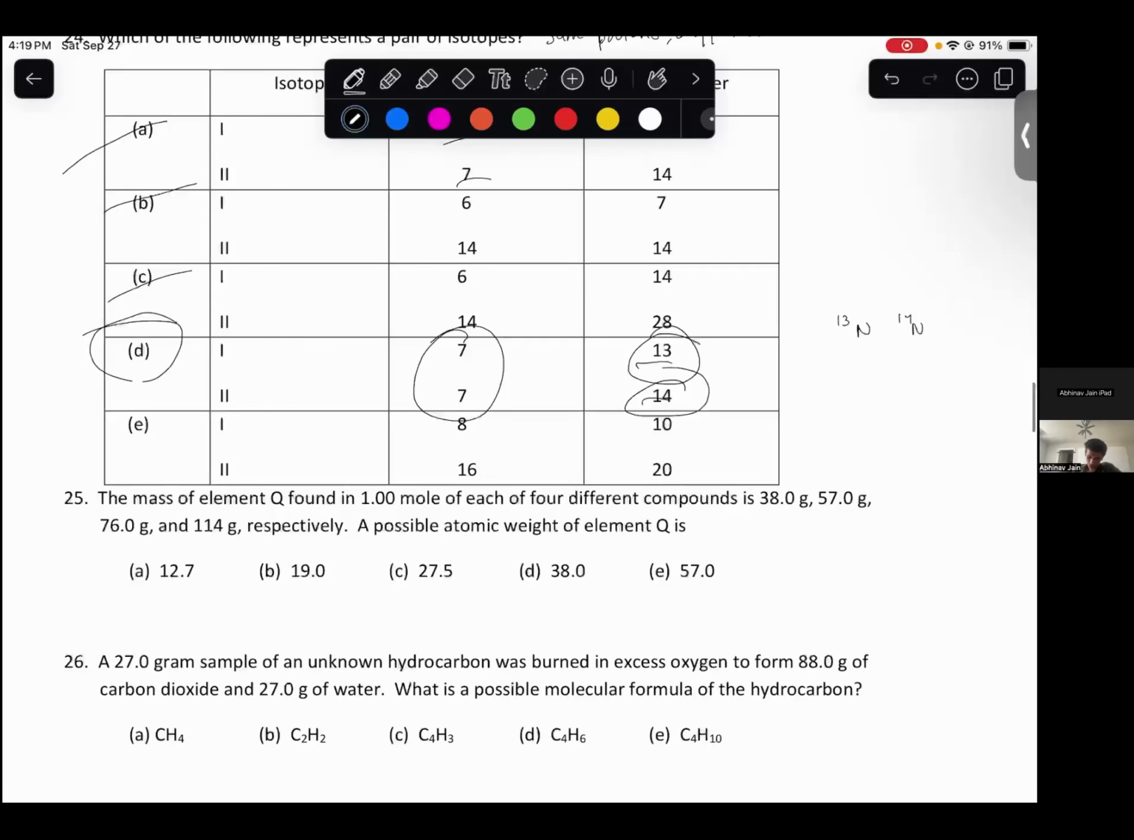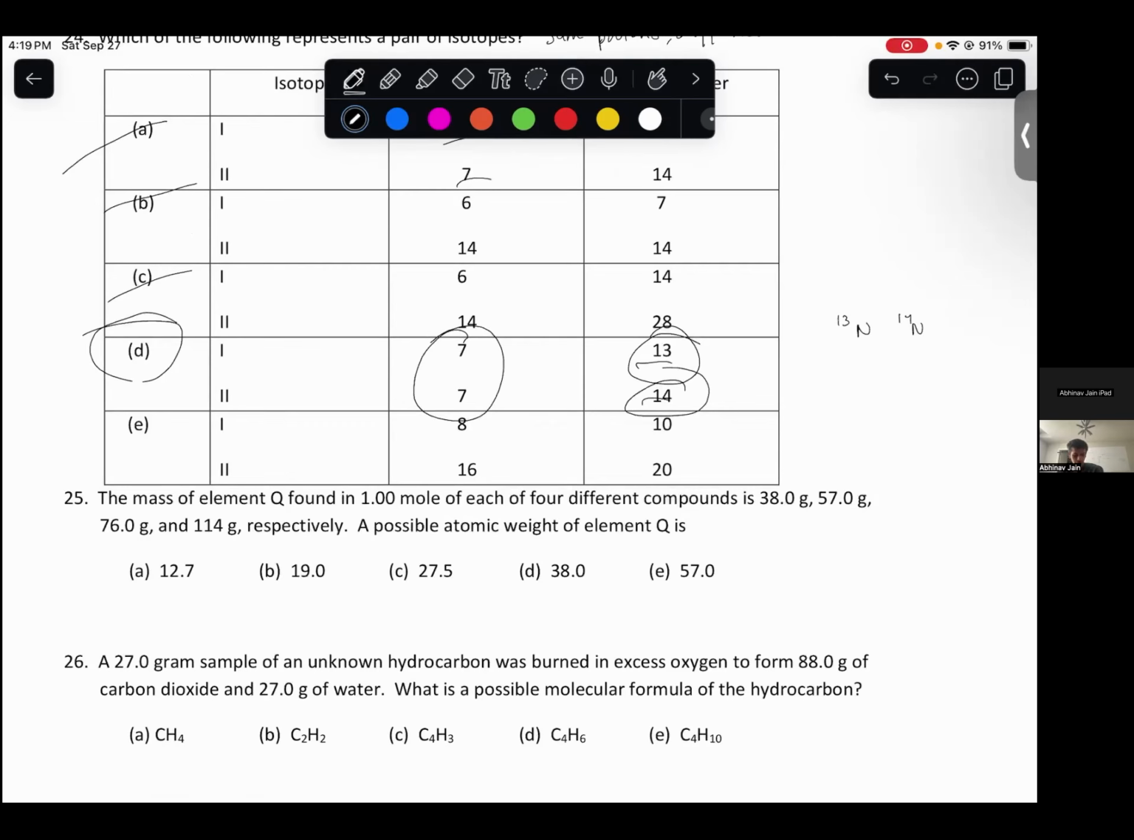25. The mass of element Q found in 1 mole of each of the following compounds is 38 grams, 57 grams, 76 grams, and 114 grams, respectively. What is a possible atomic weight of element Q? I like this problem a lot. It's kind of out of the box. Just kind of eliminating answer choices.